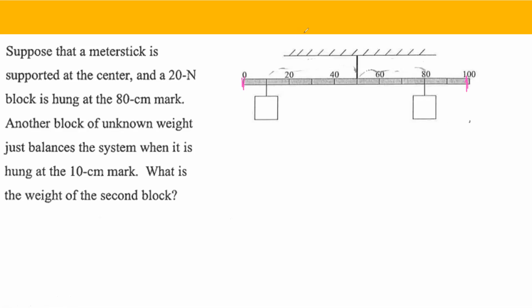At 80 centimeter, there's a 20 Newton block. And another block of unknown weight just balances the system when it is hung at 10 centimeters. So when it is at 10 centimeter here, there's an unknown weight. They are sitting now in balanced torque. How can we find the weight of the second block?